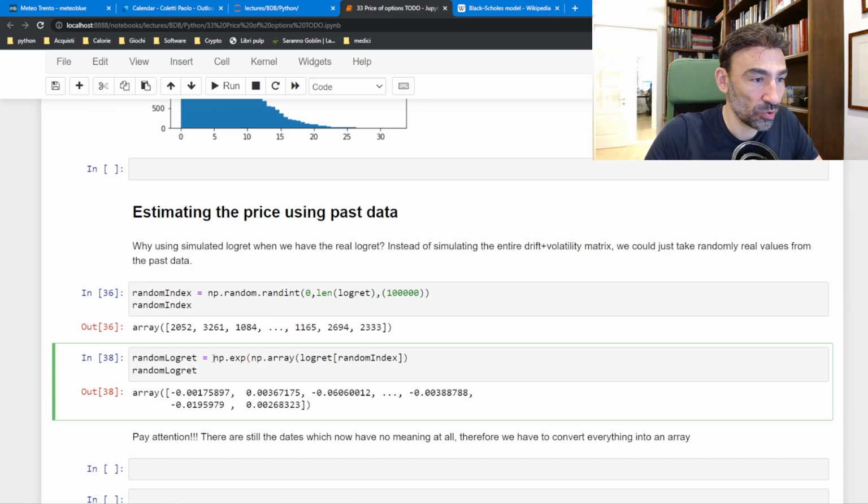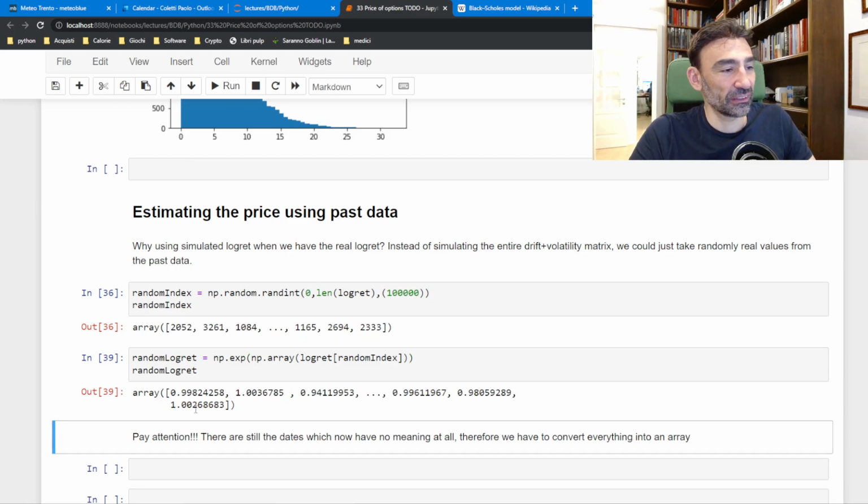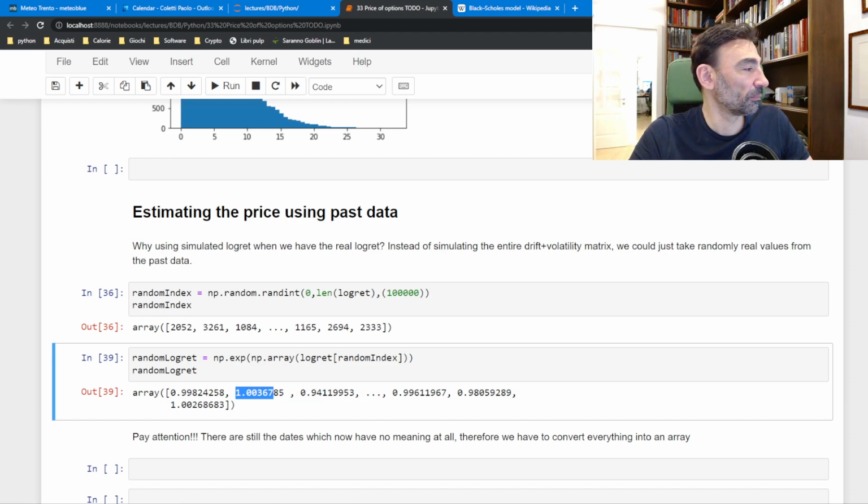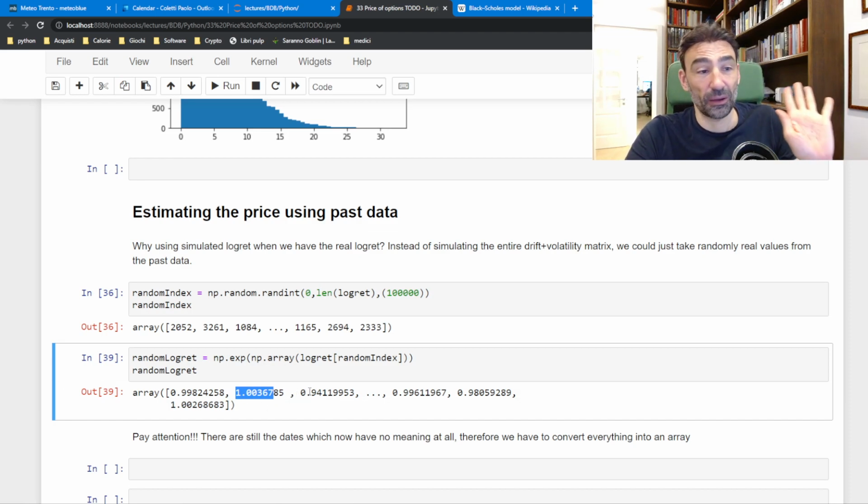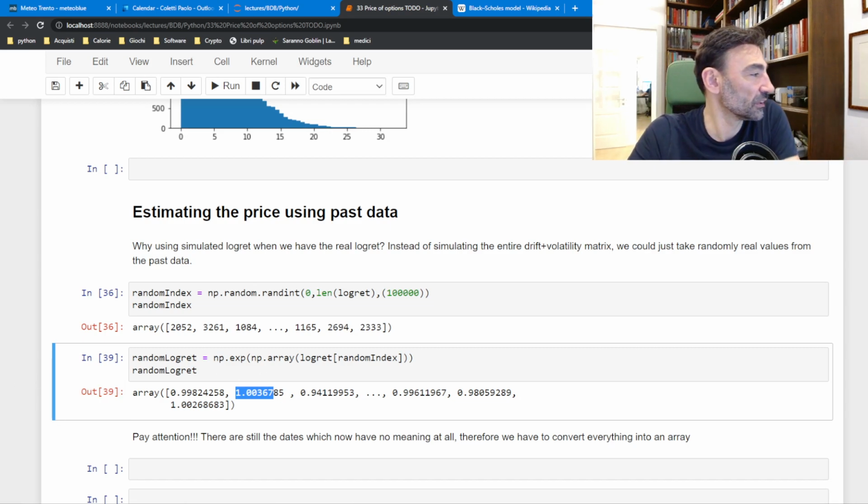np.exp. At this point it's not the logaret, but we call it the logaret anyway. And this is what happens. The first one will be a drop, then a slight increase, a big drop, etc. These are all historical numbers, so they really happened in the past. Not in this order, obviously.